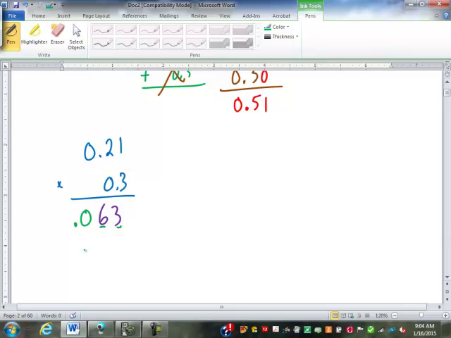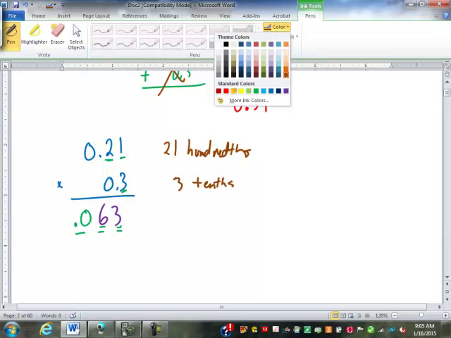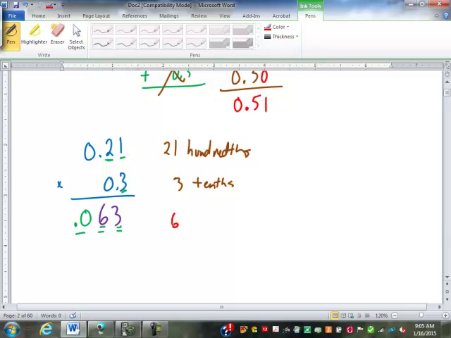Well, you were taught you had to go to the problem and count 1, 2, 3 decimal places in the problem. Then you got to count backwards 1, 2, 3 decimal places in the answer. But again, why? Third grade teacher said so. Well, this is 21 hundredths. And this is 3 tenths. And 21 times 3 is 63.